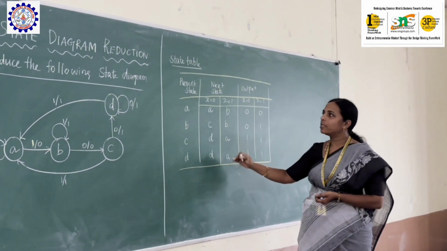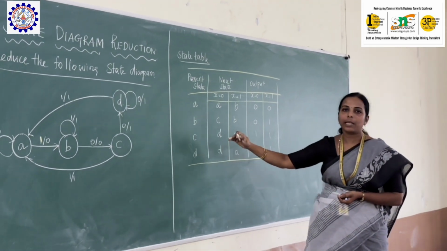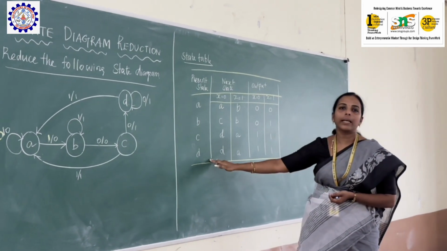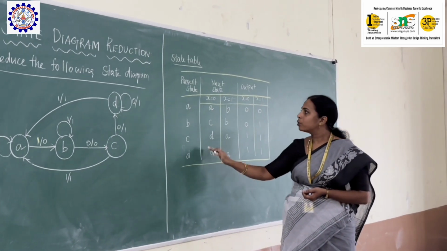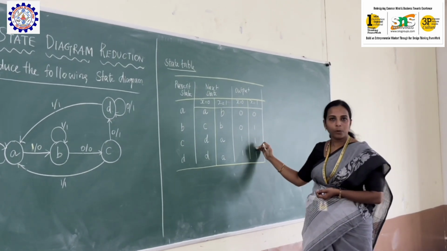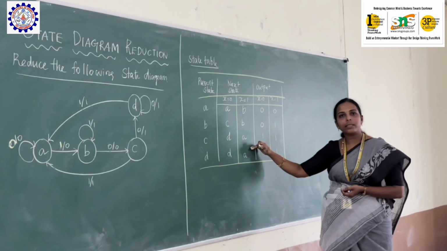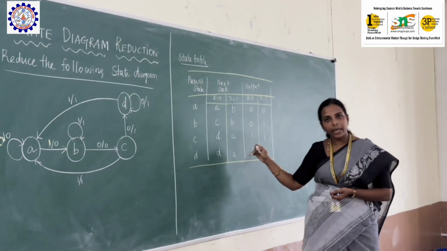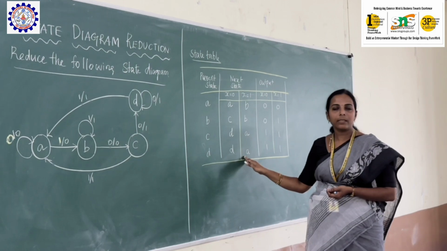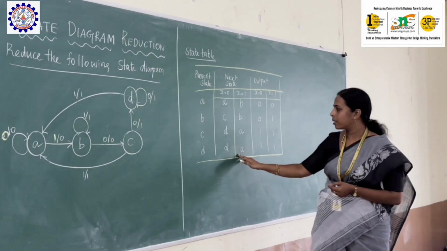So now the next step is, we have written the state table from the state diagram, and now we have to look for any redundant states. So for looking into that, let us check the next states and the outputs. If both the next state and the outputs are same for any present state, then we call that a redundant state and we can eliminate that. Right?